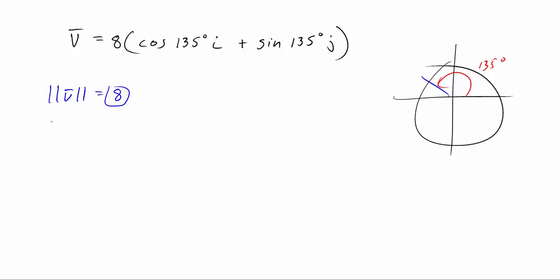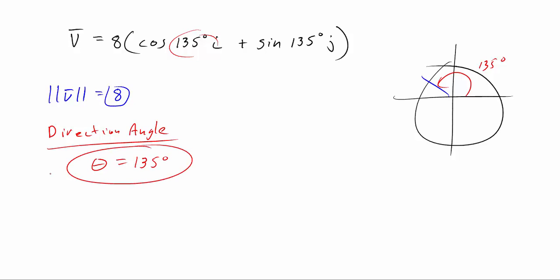And then of course, if we're looking for the direction angle like we did in the other problems, this is going to be pretty obvious. The direction angle is certainly what's given to us. It's the 135 degrees. So therefore, that's the direction for this particular vector.